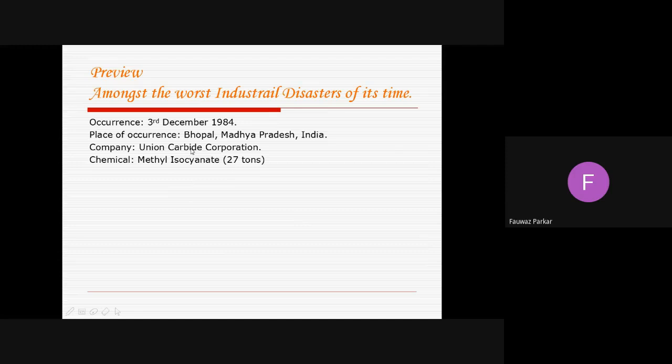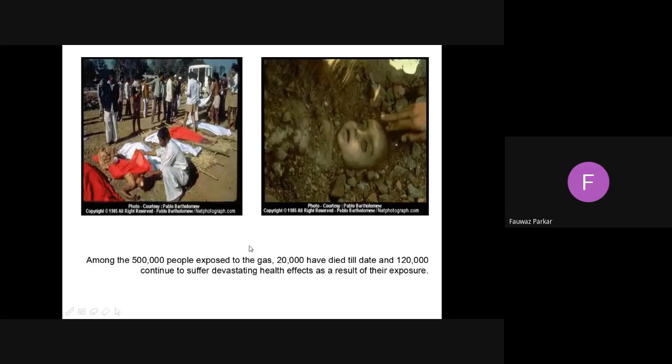The company was Union Carbide Corporation, and the chemical which caused the disaster was methyl isocyanate, 27 tons. You can imagine how much of this chemical leaked into the atmosphere, and whoever was in the vicinity just inhaled it. Some met with immediate death, while some were paralyzed for life, or even some other problems were observed. These are some pictures of the actual event.